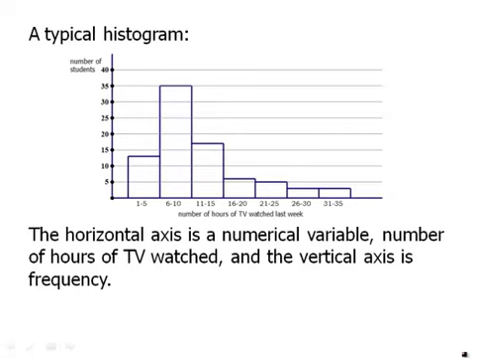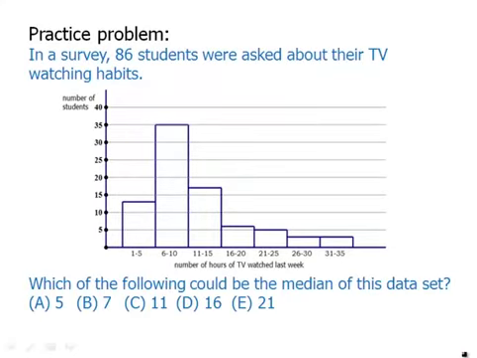And notice again, the categories are not different discrete variables. They're ranges of a quantitative variable: number of hours of TV watched last week. We're just looking at subdivisions of that particular variable. So here's a practice question. Pause the video and then we'll talk about this.